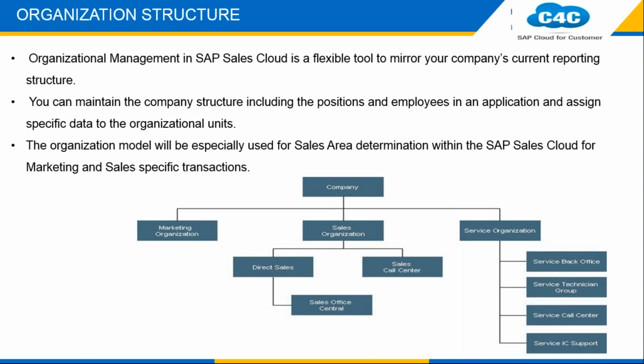So in this organization structure, you have a marketing organization, a sales organization, and a service organization as well. You can also bifurcate the sales organization into sales offices and groups, like in SAP CRM. But in C4C there is one more feature.